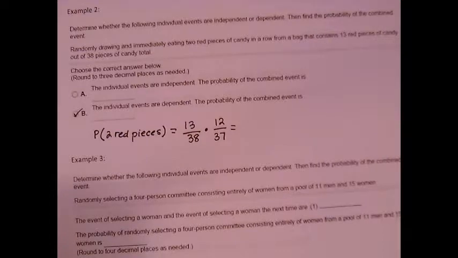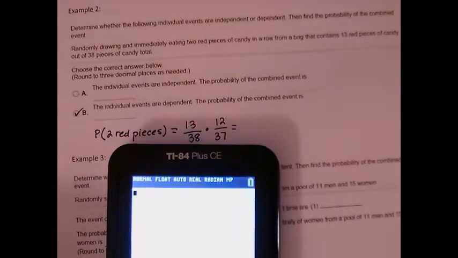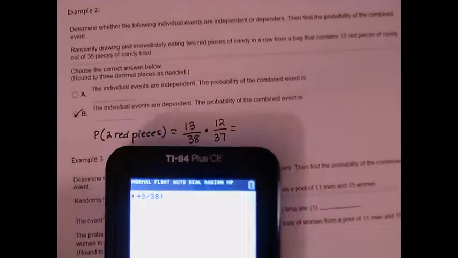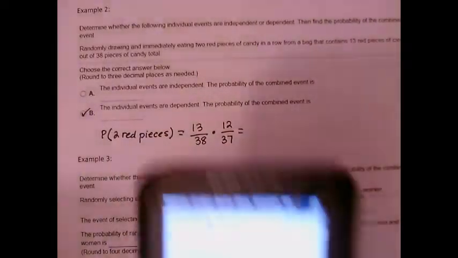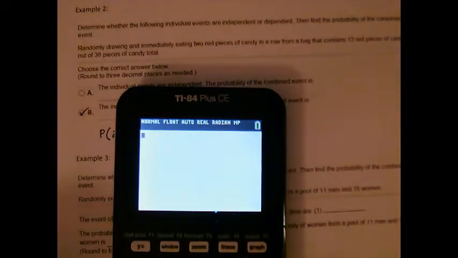In this case here, let's do this. I'm putting 13 over 38 in parentheses, so it'll be left parentheses, 13 divided by 38, and then I'm going to close the parentheses. Let me clear that out. Now, here we go. Left parentheses, 13 divided by 38. Close parentheses. Then that's going to be multiplied by, left parentheses, 12 divided by 37. Close parentheses, and then hit enter.